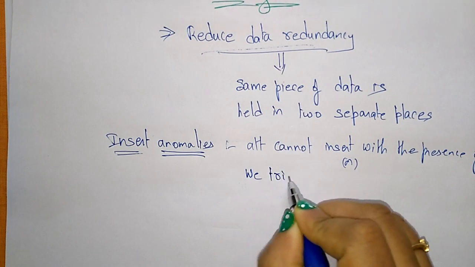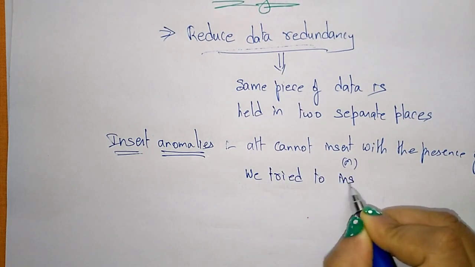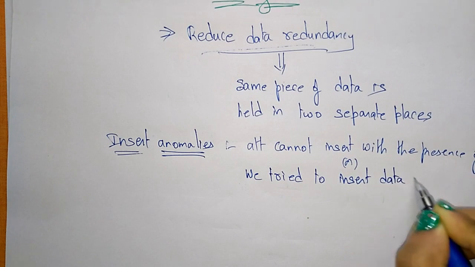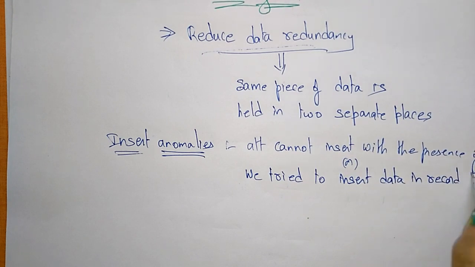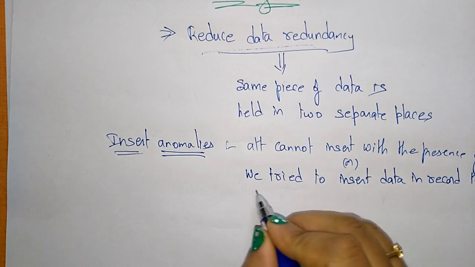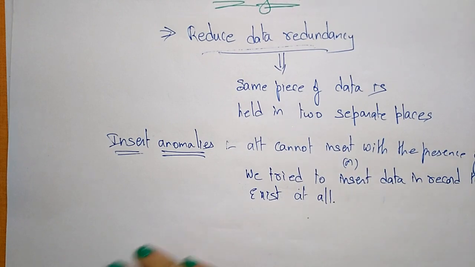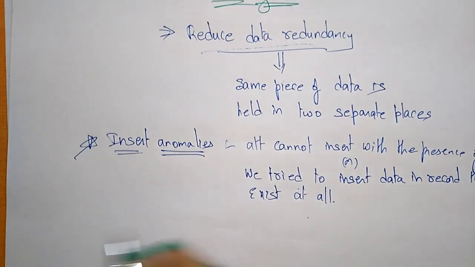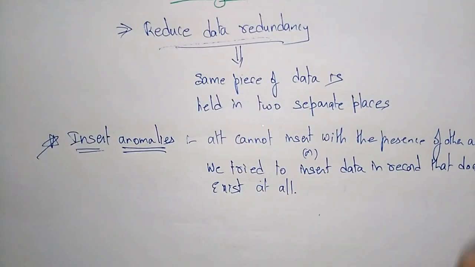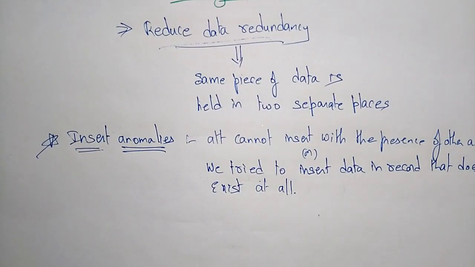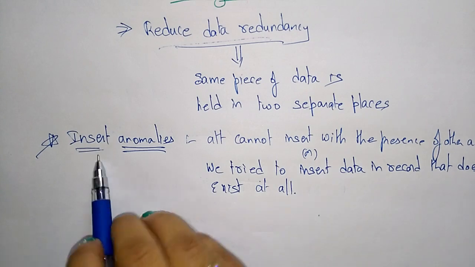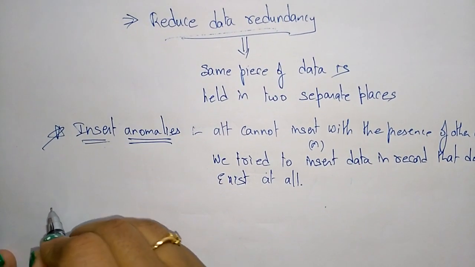So in this case, if you try to insert, this leads to insert anomalies. If you try to insert some data in a record that does not exist at all, it means that record is not there, and even so you are trying to insert some values into that record. That is insert anomalies. Next, what are delete anomalies?